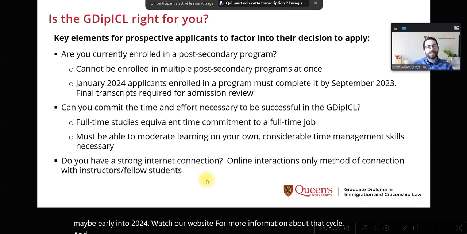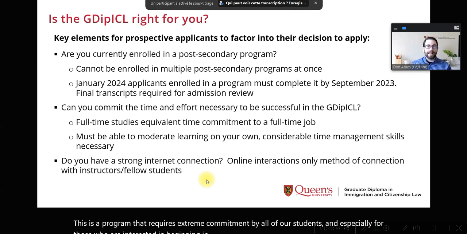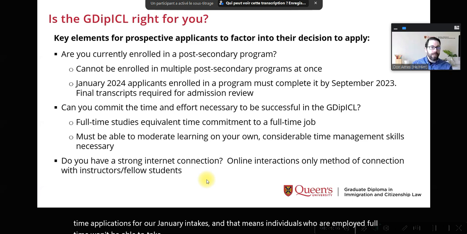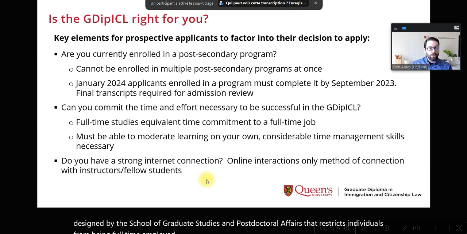Another question you can ask yourself is, can you commit the time and effort necessary to be successful in the GDIP ICL? This is a program that requires extreme commitment by all of our students, and especially for those who are interested in beginning in January, because as I've mentioned, we only accept full-time applications for our January intakes. And that means individuals who are employed full-time won't be able to take our program full-time. There is a specific requirement or policy designed by the School of Graduate Studies and Postdoctoral Affairs that restricts individuals from being full-time employed and in school full-time.